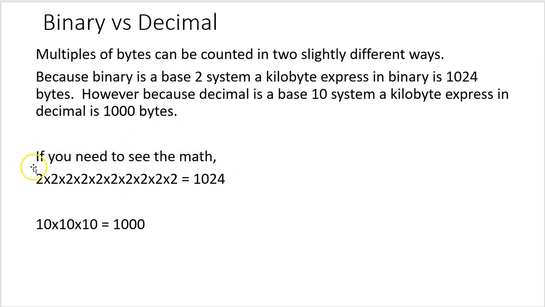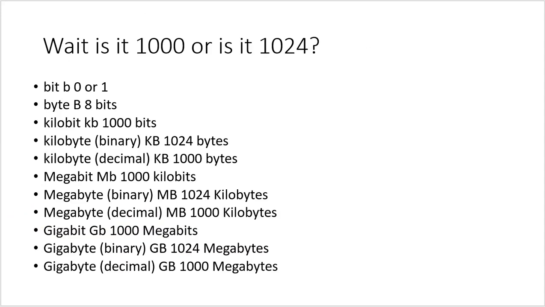And if you need to see the math, it's right here. So here you have binary, all zeros and ones. So it's a base 2 system. So you have 2 to the 10th power gives you 1024. If you're working in decimal, a base 10 system, the math adds up to be 1,000. So wait, is it 1,000 or is it 1024? Well, again, it depends on whether you're expressing it in binary or decimal. I don't want to beat that point to death, but this gets people confused all the time.